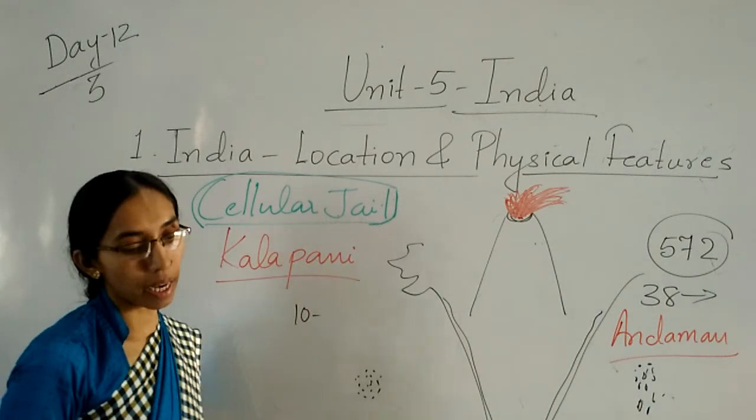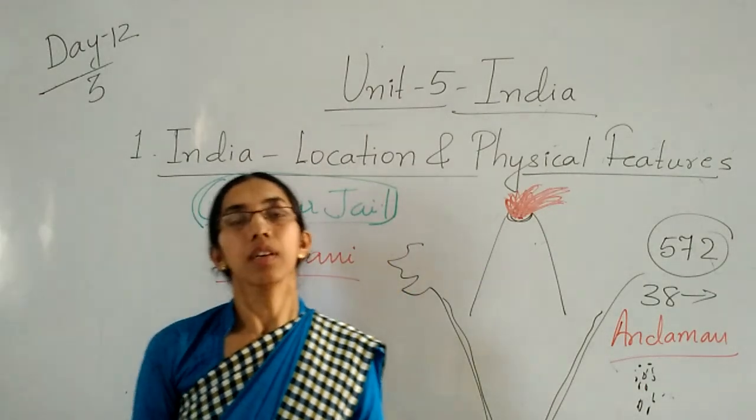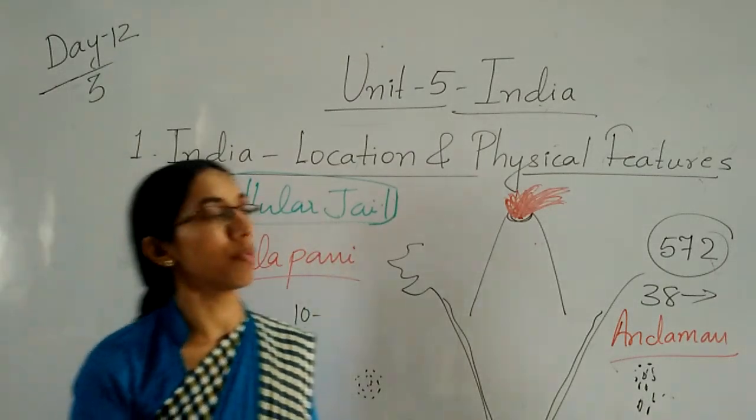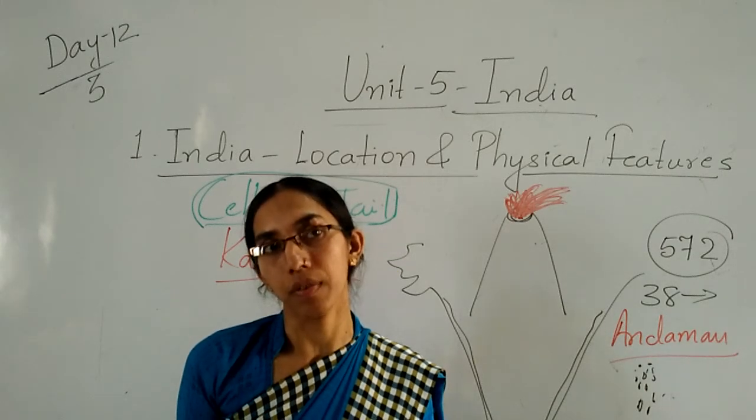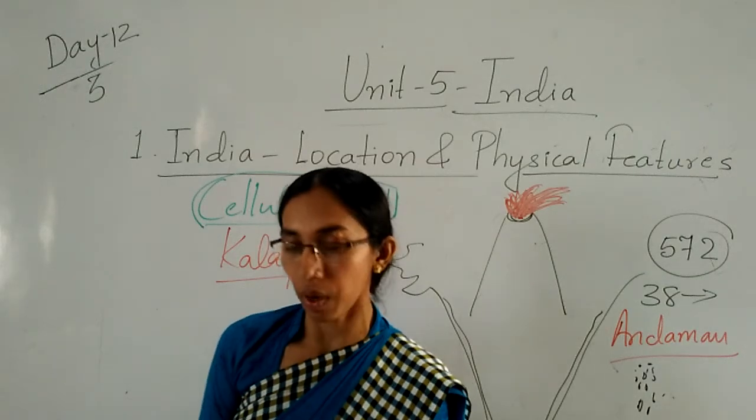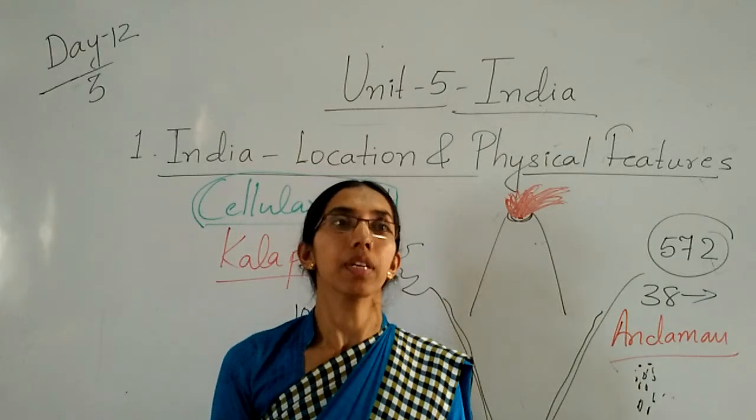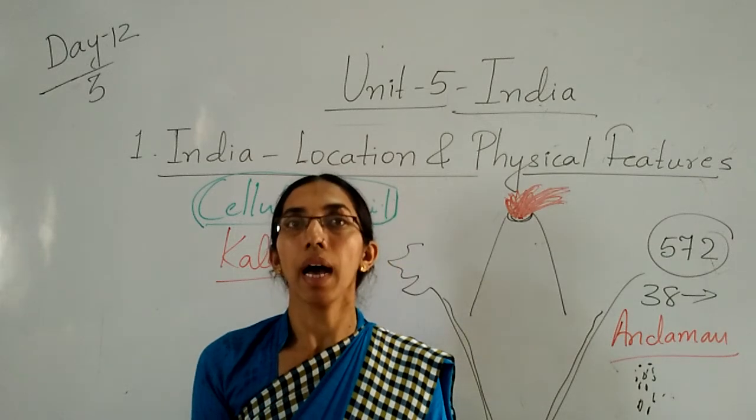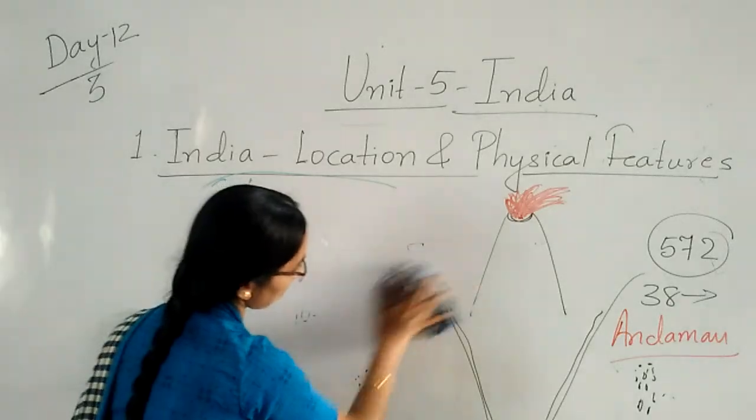Okay children, this is the first lesson I have finished for you, that is India location and physical features. I have explained all the physical features one by one in detail. Now here children, what is your work? Yesterday I had given you the work to draw the map and mark 3 physical features. Today you have to draw one more map and indicate the remaining 3 features on the map.